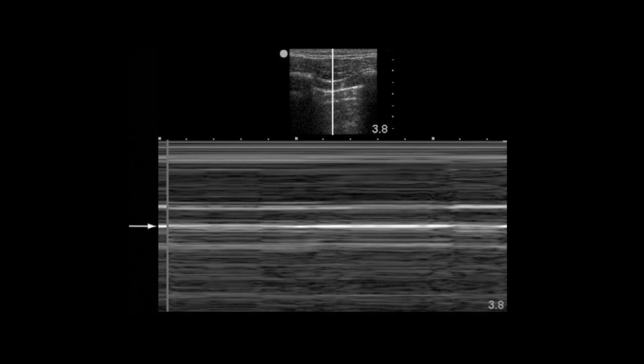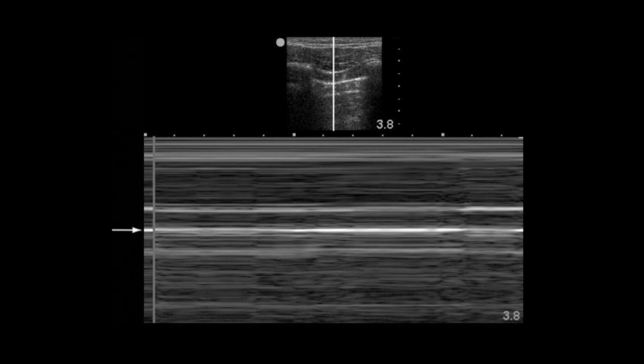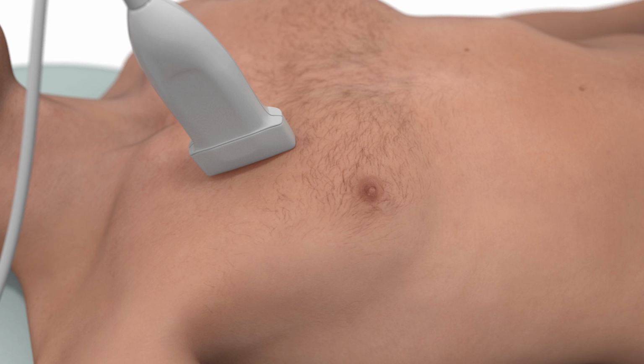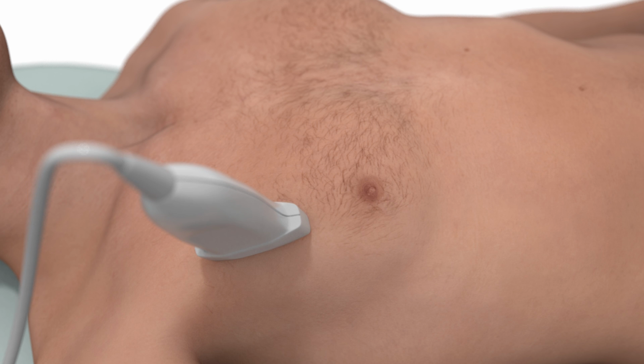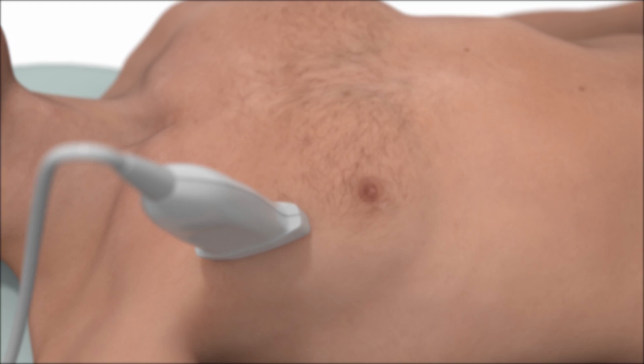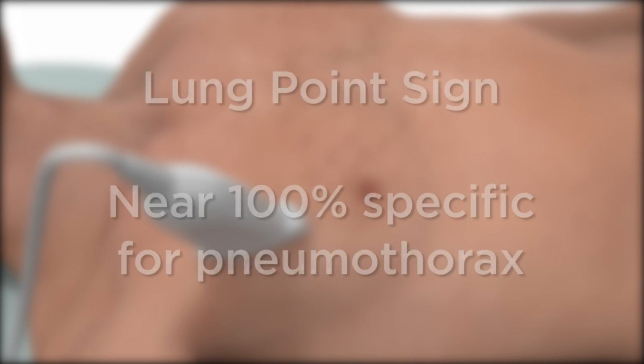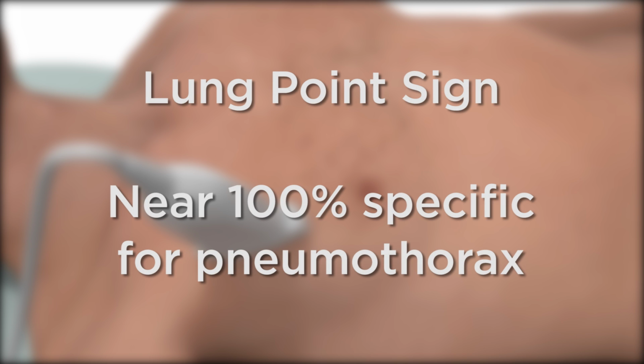When pneumothorax is present, the motion artifact deep to the pleural line is not visible, and the image takes on the appearance of many horizontal lines. This is called the barcode sign. Once a region of absent lung sliding is seen, slide the probe laterally along the chest wall to check for the lung point sign. Visualization of the lung point sign is cited to be nearly 100% specific for pneumothorax.